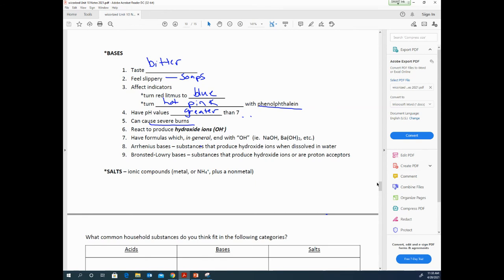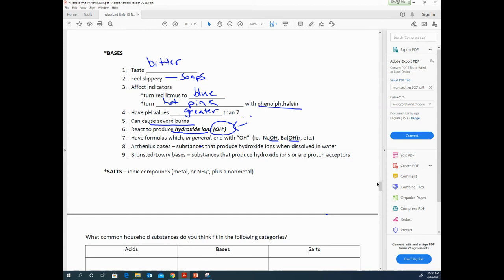They react to produce hydroxide ions. So what makes a base is that it has these OH negative ions floating around it. And the more OH negative ions it has, the more basic that substance is. So when I'm looking for them in a chemical formula, I'm going to see that OH at the end. Bases have OH negative ions floating around in them, so I'm going to see that in the formula. That's going to tell me it's a base, not an acid.